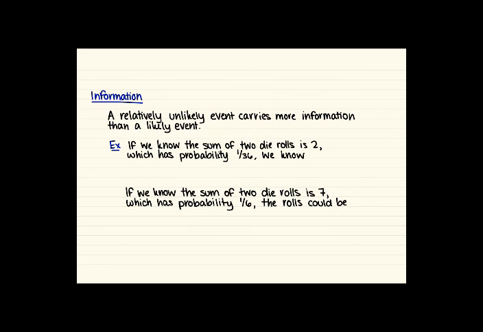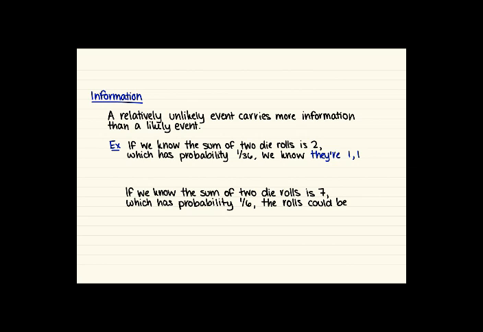And then for information, we say that a relatively unlikely event carries more information than a likely event. So this probably seems a little strange, but this makes sense because if we know the sum of two die rolls is 2, so this has a probability of 1/36, we know that they are 1 and 1, because that's the only outcome where that event happens.